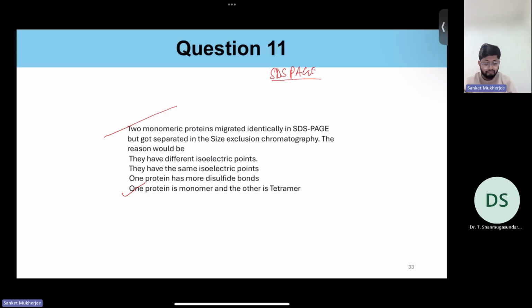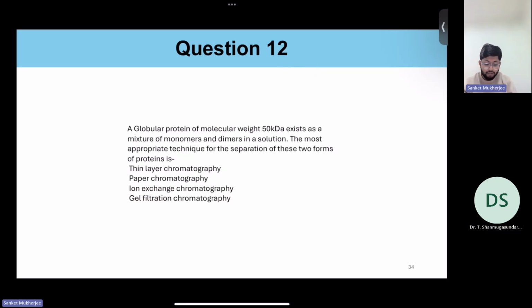That's the idea. A globular protein of molecular weight 50 kDa exists as a mixture of monomers and dimers in a solution. The most appropriate technique for separation of these two forms of protein is thin layer chromatography, paper chromatography, ion exchange, or gel filtration. Just discussed about it. Answers? Gel filtration chromatography. Yes, you're absolutely right.